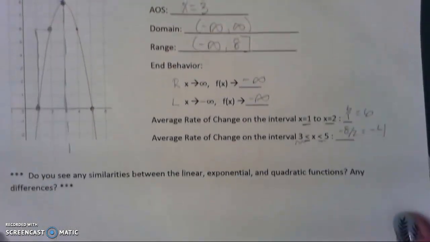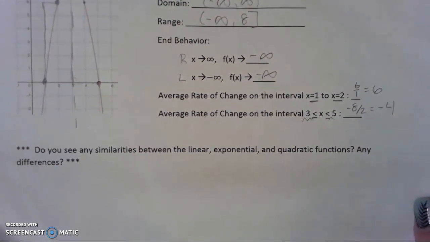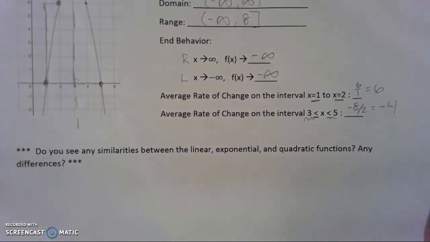Okay, and then to wrap it up, any similarities or differences. You'll notice that exponential functions and quadratic functions, their average rate of change is varying, but linear functions always have a constant rate of change. Our end behaviors for quadratics are always going to be the same. Either they're both going up or they're both going down.